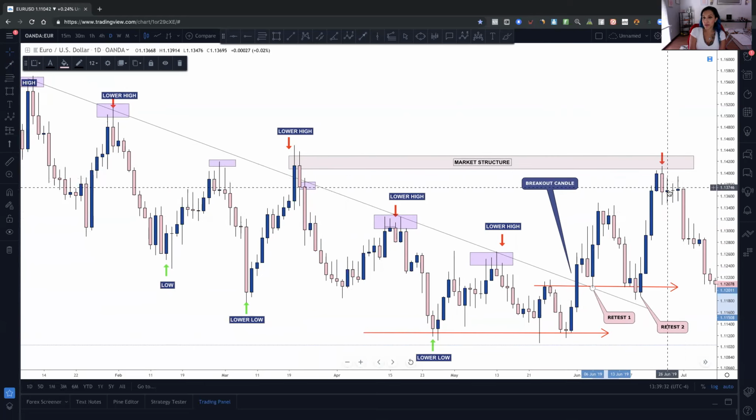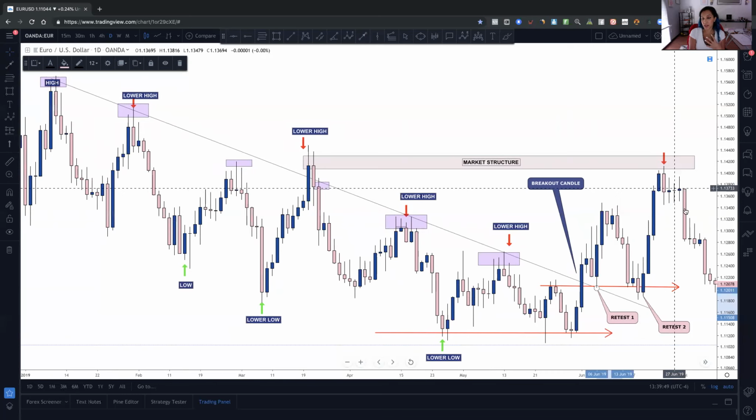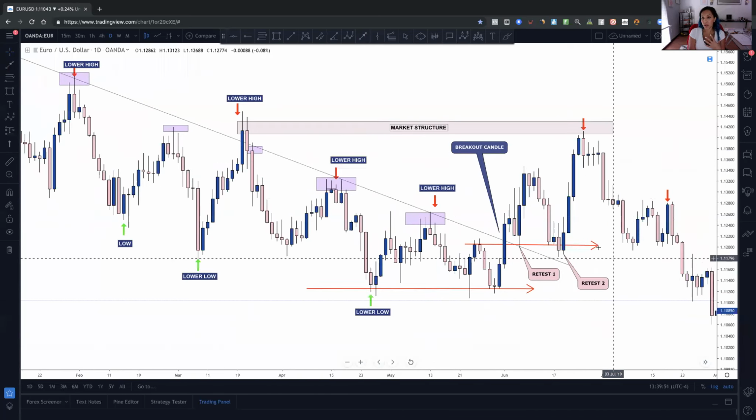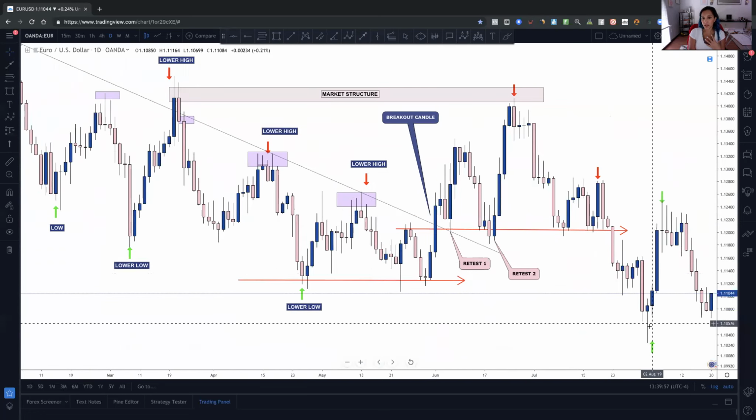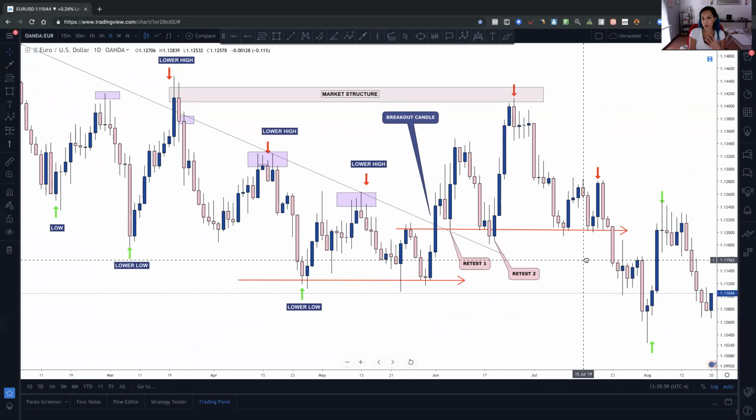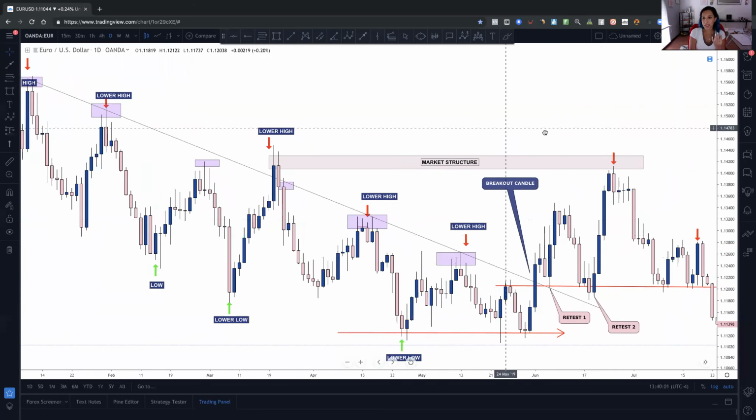Then what happens? We have candle exhaustion. These candles right here signify that there is weakness from the buyers and they're unable to penetrate this area, giving the sellers control and giving them another opportunity to dominate. And as you can see, the market went right down to that previous structure. It broke it and then continued to go down and created that lower low and so on and so on and kind of repeated its cycle.